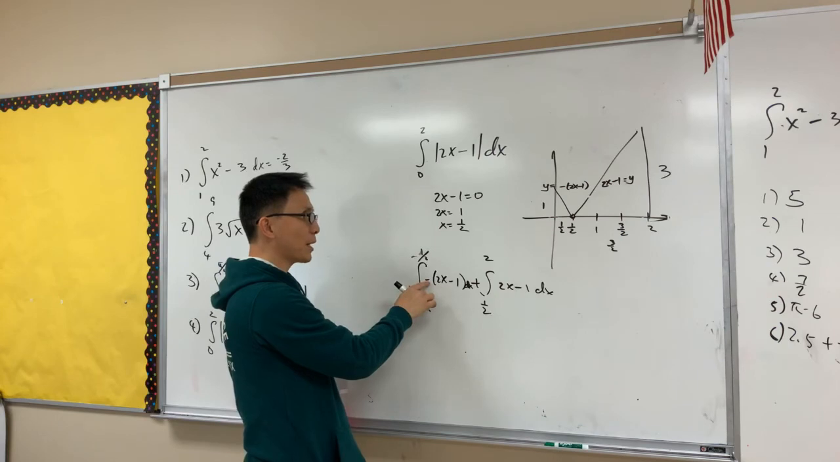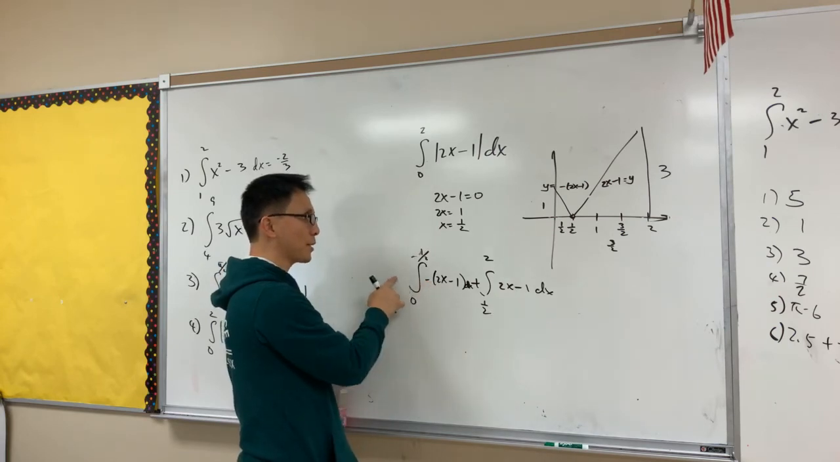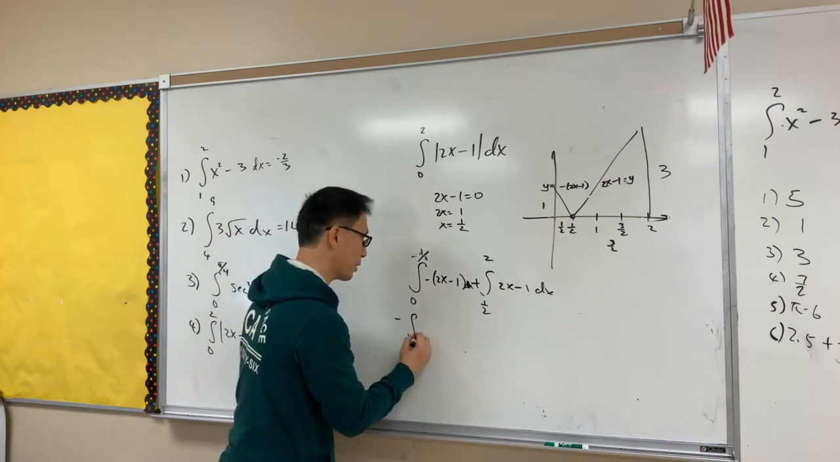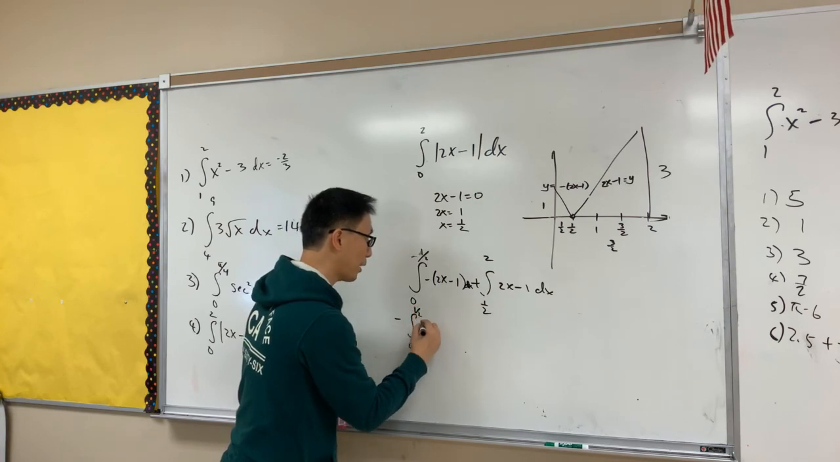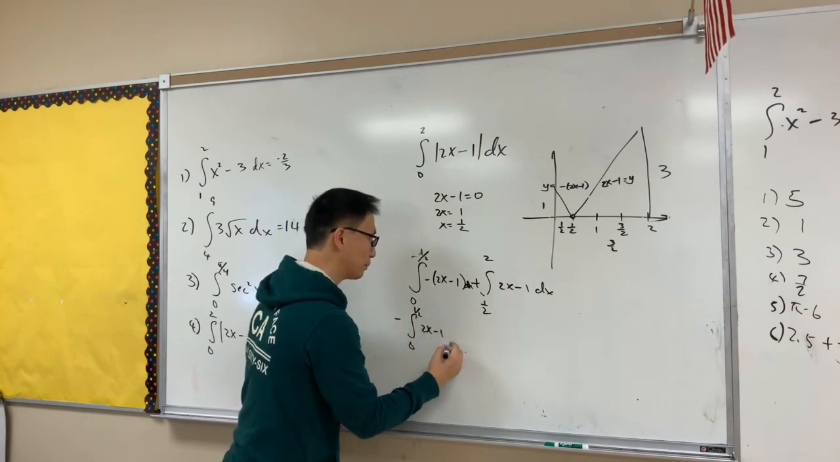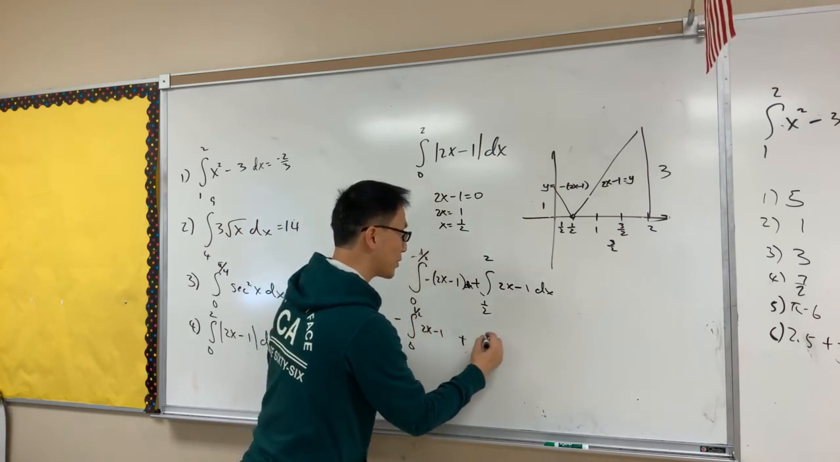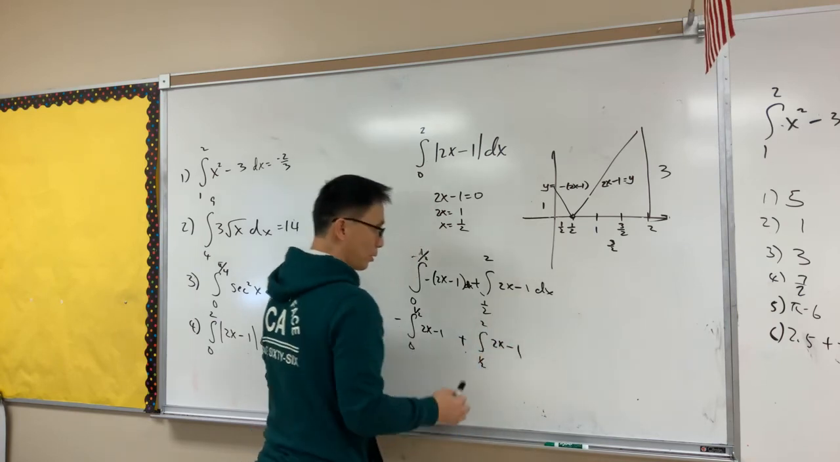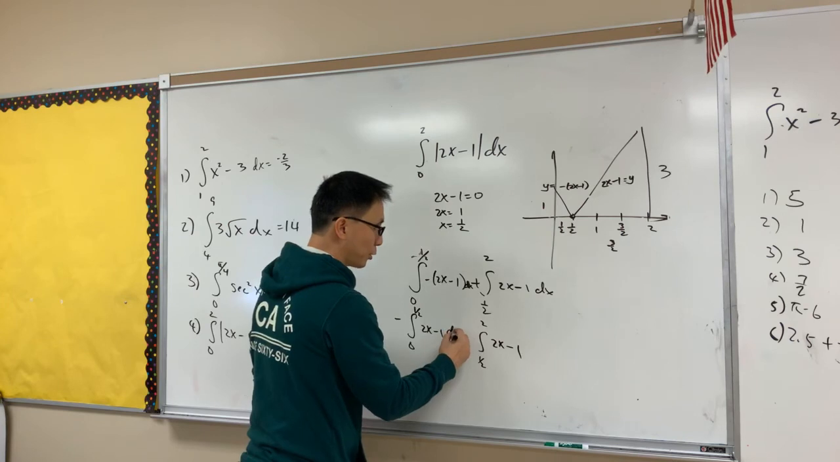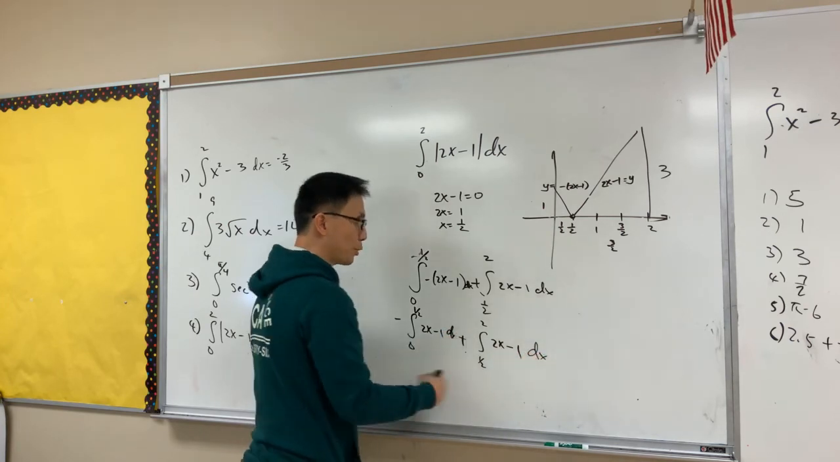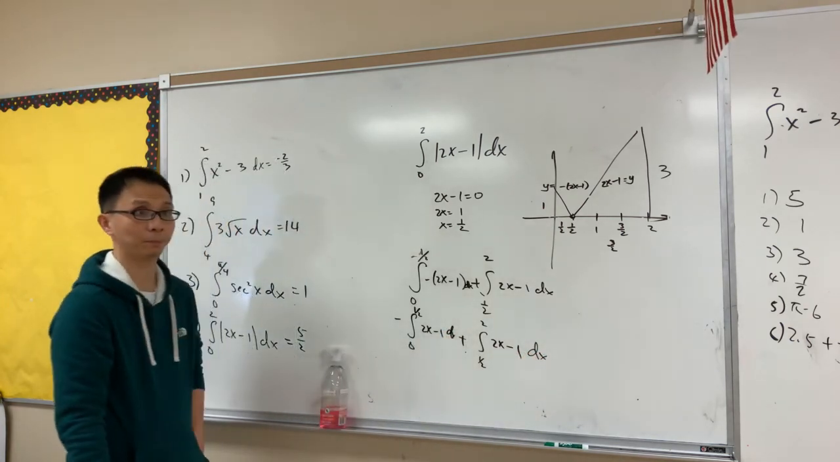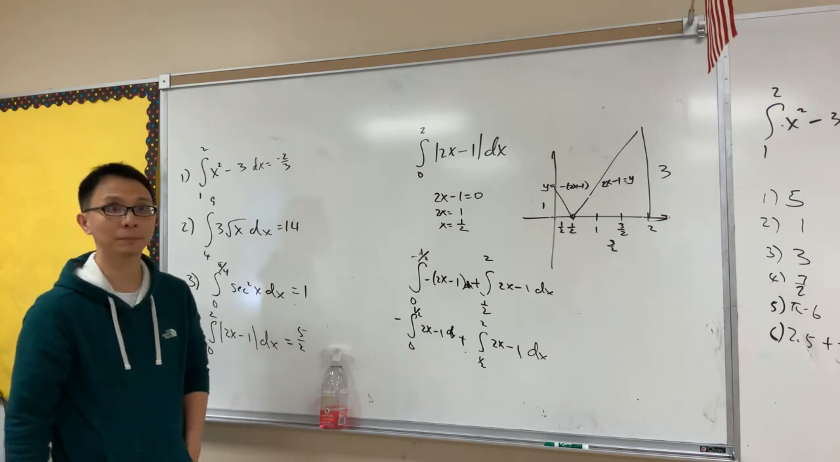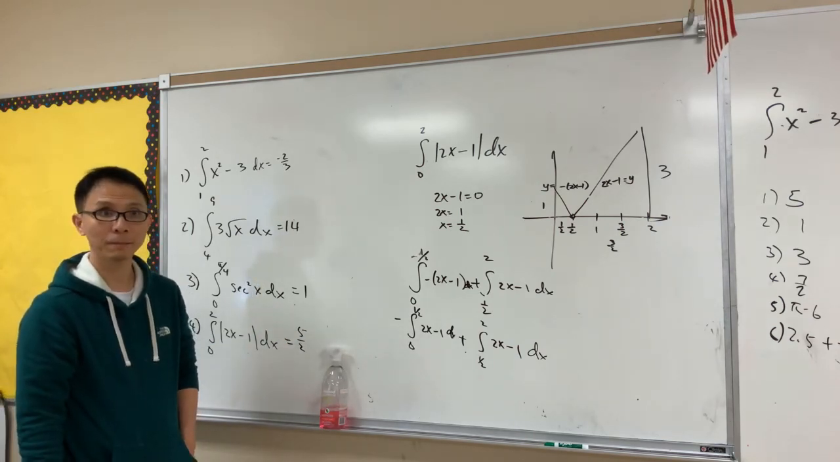But with this one, it's easier to take the negative sign outside, so I will take the negative sign out: the integral from 0 to 1/2 of 2x minus 1, plus the integral from 1/2 to 2 of 2x minus 1. You have to make sure you do this separately, and your result is going to be 5 over 2. I'm going to trust you that you can do that. Okay? And that should be all.